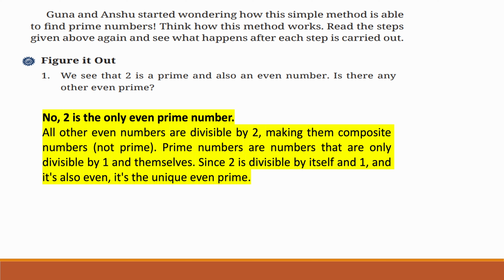But if you take any other even number, for example 4, the factors of 4 are 1, 2 and 4. So more than 2 factors, so it is a composite number. If you take 6, the factors are 1, 2, 3 and 6. So there are more than 2 factors. So 6 is also a composite number. So 2 is the only even prime number.